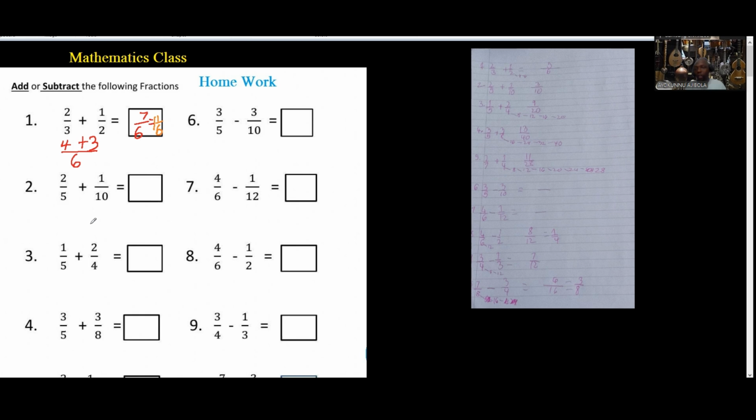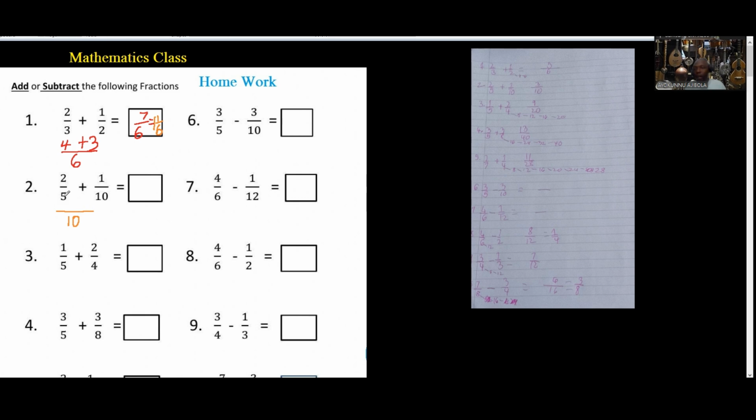Yes. Okay, good. Let's check the second one. The denominators are not the same. So the bigger one is 10. Fortunately, it's a multiple of the smaller one. Okay, so we use it.